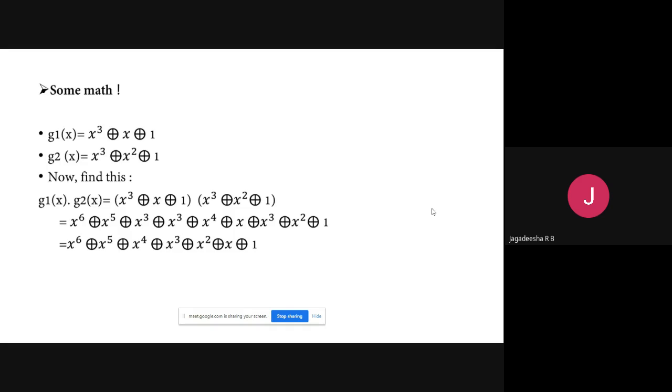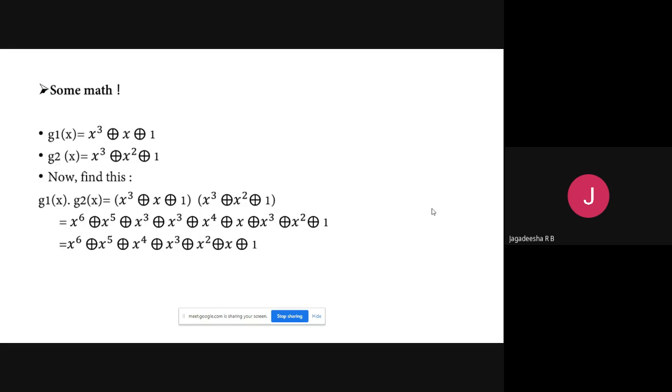So the first line here, g1 of x, is represented by an algebraic expression, that is x cube plus x plus 1. g2 of x, that is represented as x cube plus x square plus 1. Now we want to multiply g1 of x multiply g2 of x. Do you know how to do this maths? This is similar to the algebraic multiplication, but here the sum plus is XOR operation. Okay, so how to find this g1 of x multiply g2 of x?